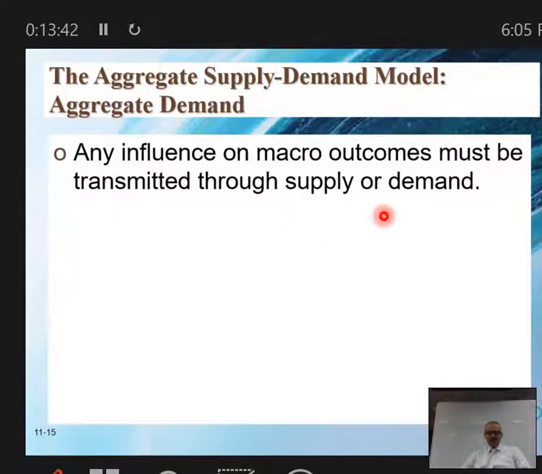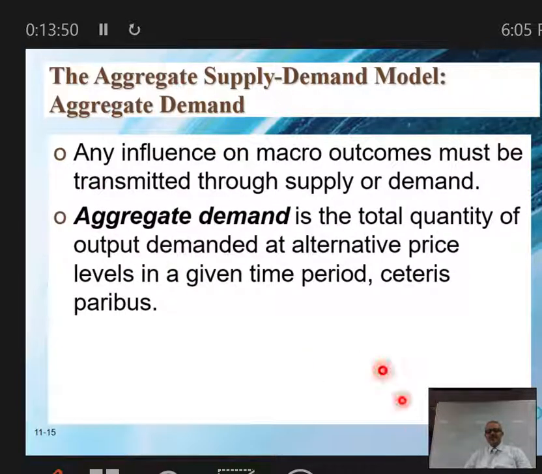Now, here we're talking about this topic of aggregate supply and aggregate demand. What's aggregate supply and what's aggregate demand? Let's see. What influences macro outcomes must be transmitted through supply and demand, and we start to look at the aggregate demand.